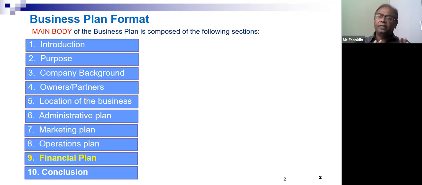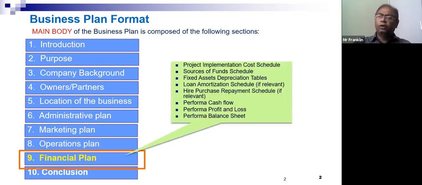Now, the financial plan is one of the important parts of the whole business plan, because that is what outlines how much to invest in the business. If you want to open up a business, what is the cost? How much money do you spend to implement the entire project? So in the financial plan, we're going to look at the project implementation cost. That means what's the cost to implement the project?